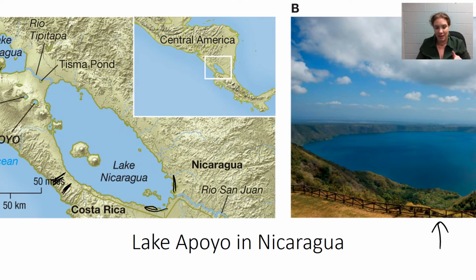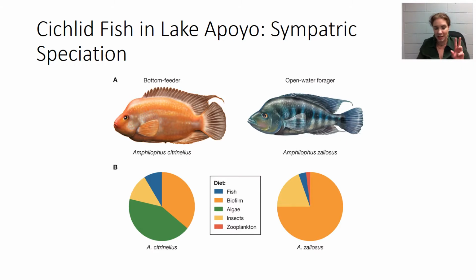And within the lake, we find two kinds of cichlid fish in particular. We have the Amphilophus citronellus, which are these kind of bright orange fish. They're called the Midas cichlid because of their golden color. And these fish in particular tend to eat biofilm. Biofilm forms a fairly hefty chunk of their diet. They also eat a bunch of algae. That forms another big chunk of their diet. And the rest is kind of made up of other fish and some insects.